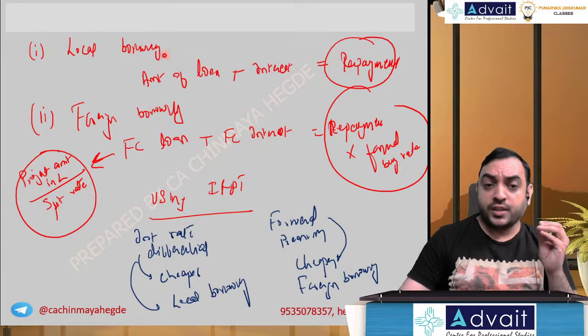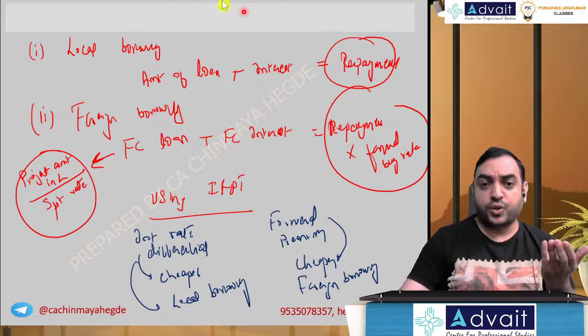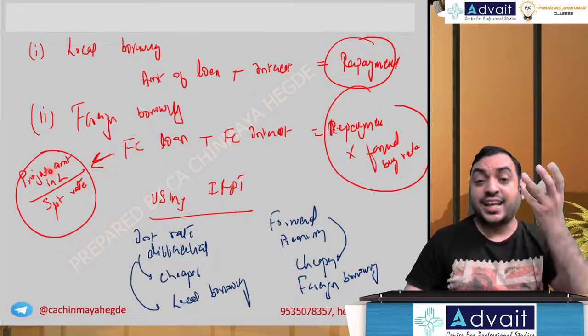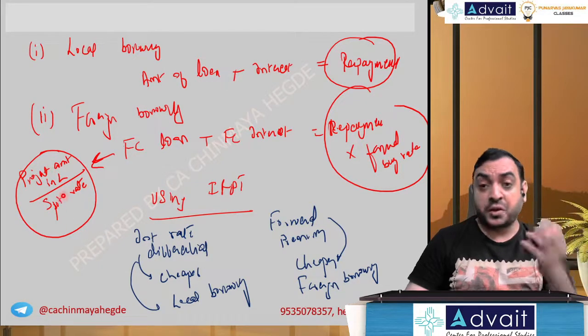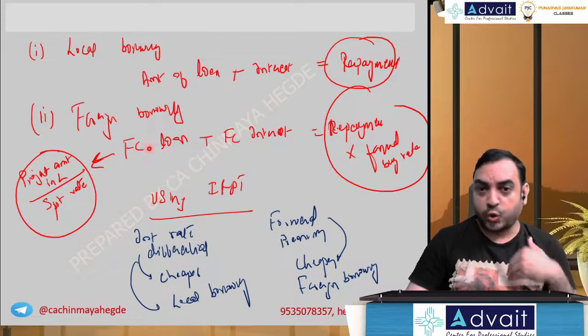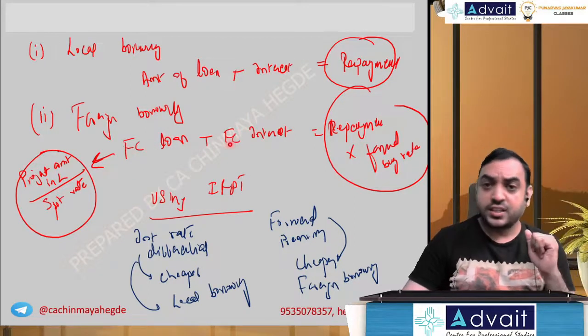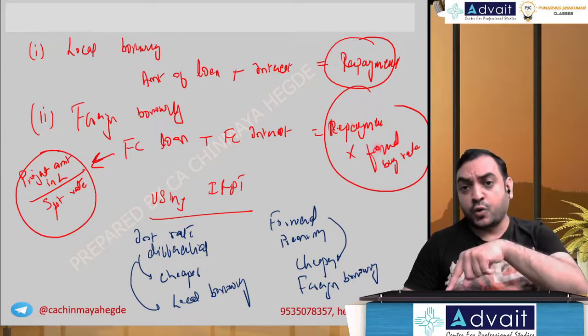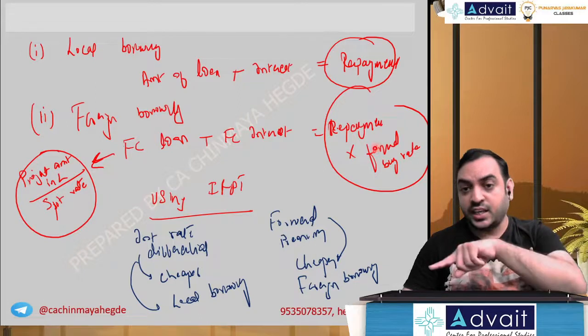So local borrowing means amount of loan taken plus the interest. This is the amount of repayment you are going to do. If it is foreign borrowing, then project amount 10 lakh rupees divided by spot rate gives me the amount of dollar to be borrowed, foreign currency loan to be borrowed, plus the interest rate in foreign currency, repayment in foreign currency multiplied by the forward rate, that will give me the rupee terms, local currency terms.